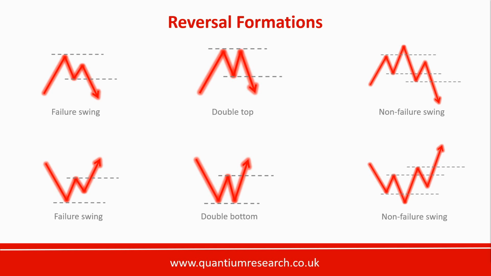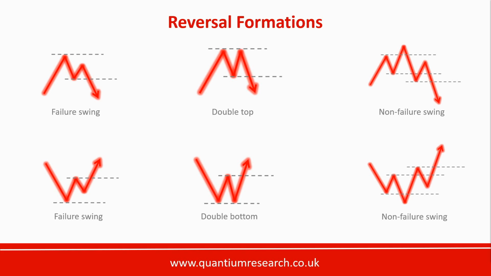A failure swing at the end of a downtrend is when a downswing fails to reach the prior low. So for example, we get a higher low. It is the exact opposite of what was above. The reversal here in this case would be confirmed when the price breaks above that prior resistance.